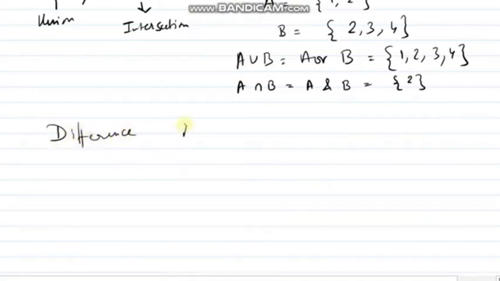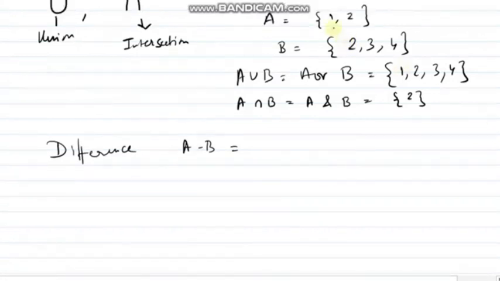Next one is difference of sets. Difference of sets A minus B means those elements of A which are not part of B. So from this example, A minus B will be equal to 1. And B minus A will be equal to 3, 4, because 3, 4 is not part of A.